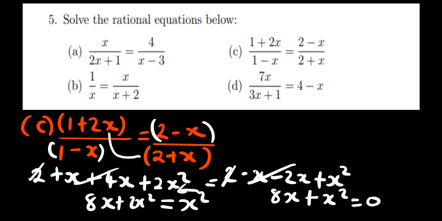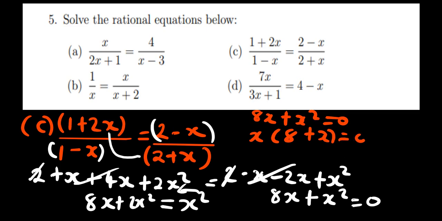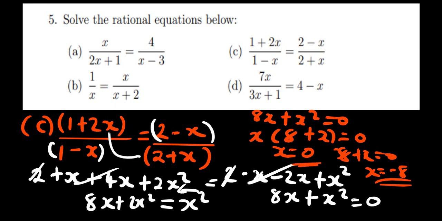Now I'll just solve that expression to find my answers. Allow me to write on top. I have 8x plus x squared is equal to 0. What am I going to do? Let me factor out x. So I have x times 8 plus x is equal to 0. Therefore x is equal to 0, or 8 plus x is equal to 0, so x is equal to negative 8. So I have two answers: x equals 0 and x equals negative 8.